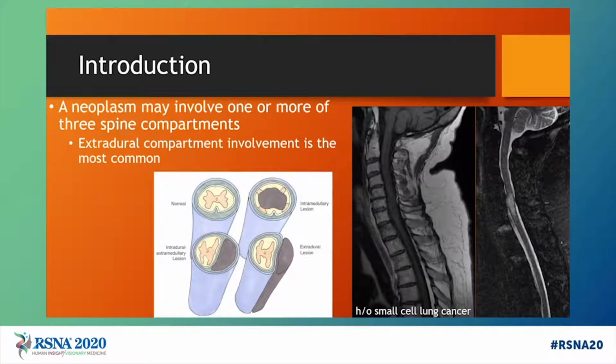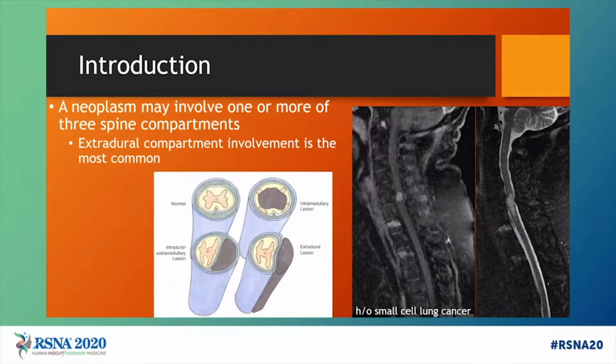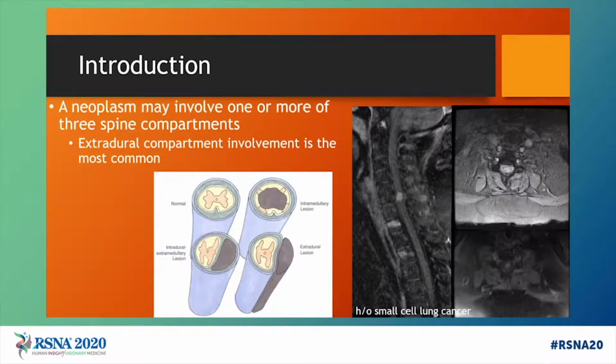A neoplasm may involve one or more of three spine compartments: intramedullary, intradural extramedullary, or extradural. In this particular case on the right, we see an enhancing lesion within the cervical cord, an intramedullary metastasis. Additionally, we see metastases involving the spinal axis.